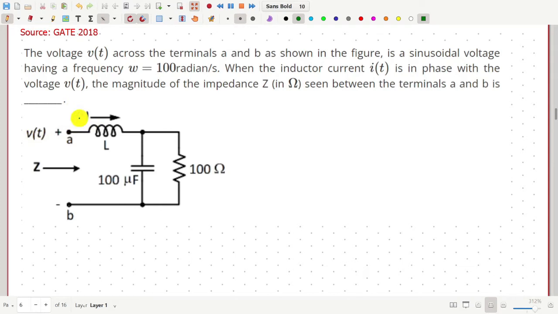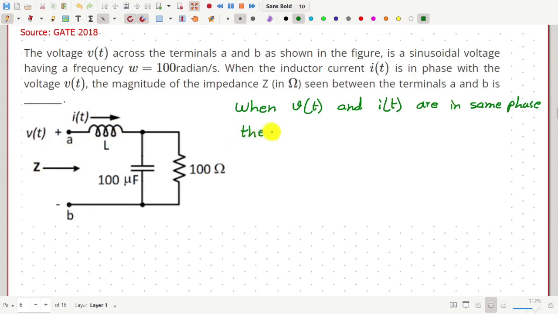When V and I are in the same phase, then the impedance Z must be a real number. Otherwise, the voltage and current cannot be in the same phase. So this is the observation.